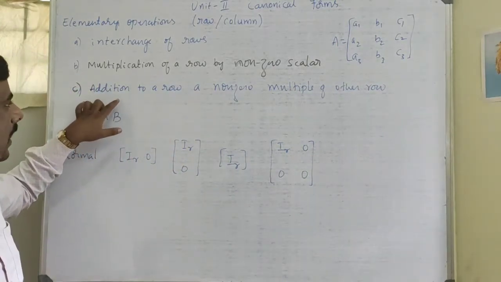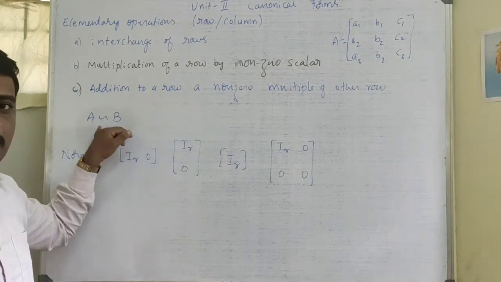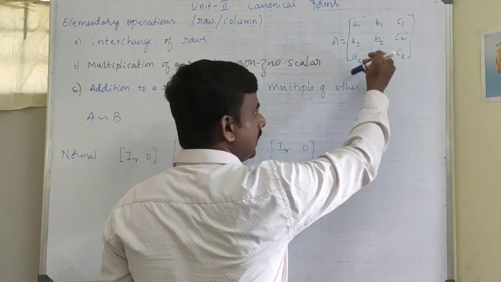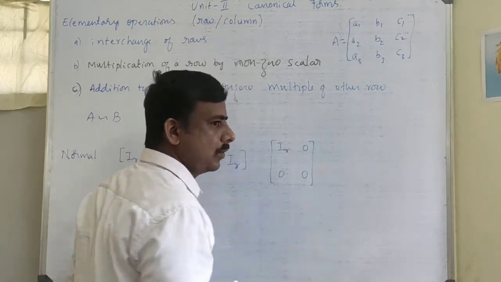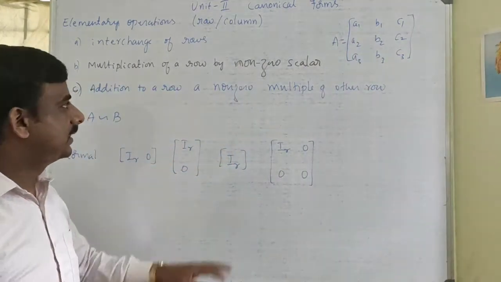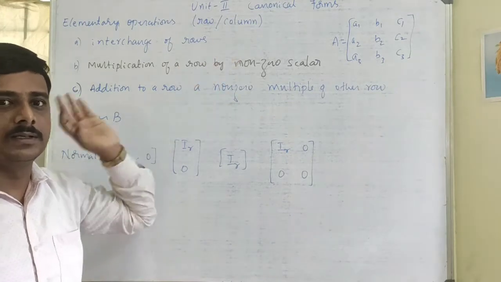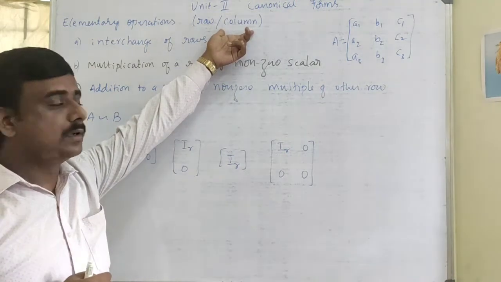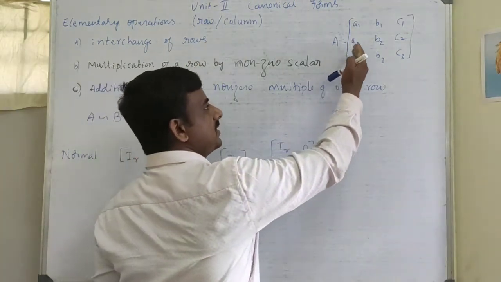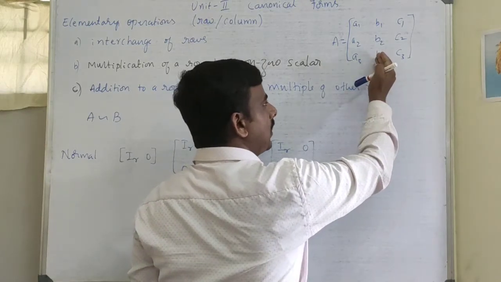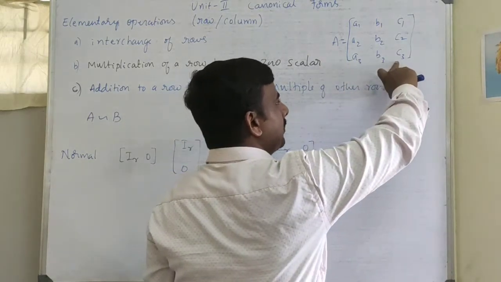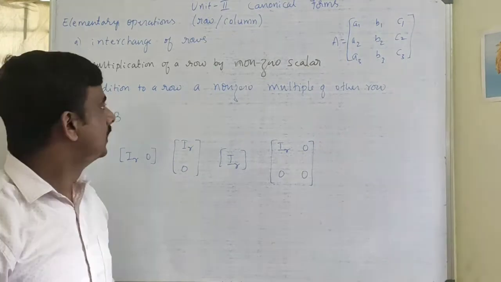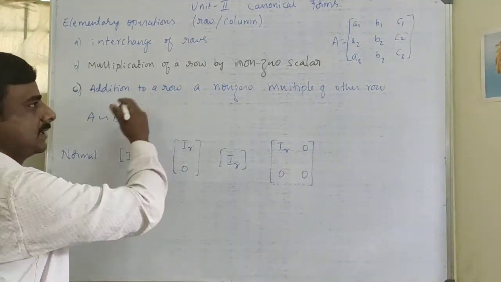The third operation is addition to a row of a non-zero multiple of another row. Suppose I multiply row 3 by a non-zero scalar. That resultant row can be added to row 1 or row 2. So that is the third operation. The same thing can be applied using columns. That is called column operations. You can interchange any two columns, or multiply any column by a non-zero scalar, or multiply any column by a non-zero scalar and then add it to another column. That is elementary column operations. So we have three operations as explained.